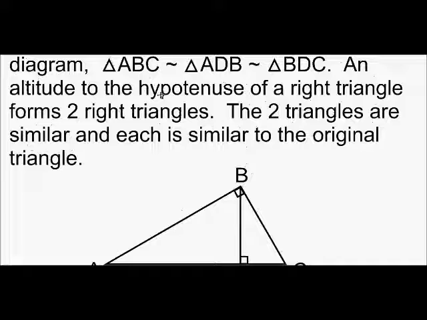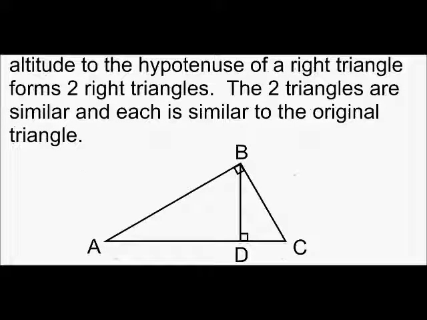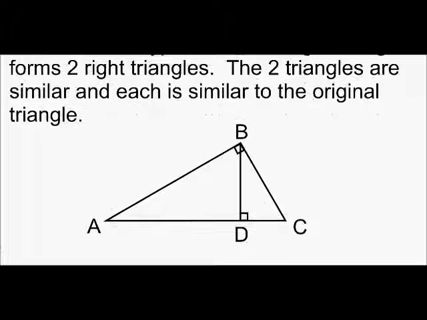An altitude to the hypotenuse of a right triangle forms two right triangles. You know that. That's the definition of what an altitude is. So remember, altitude goes from one vertex to the opposite side, and it makes a right angle with that side. So when that happens, you split your big triangle into two small right triangles. The two right triangles are similar, and each is similar to the original triangle.